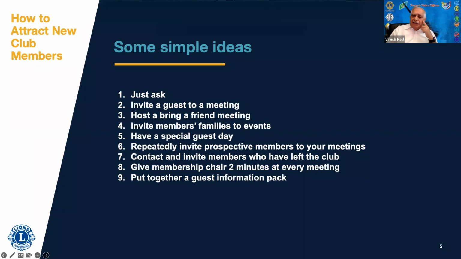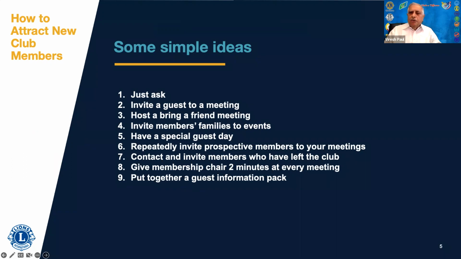Has anybody got a guest information pack? It's very well inviting guests to your meetings. Hand them an information pack about your club. Take a folder, put some sheets of paper in it, and say, this is what we have done, this is what we can do as Lions around the world, this is what Lions is all about. Create a pack so they can take back with them to look at it.